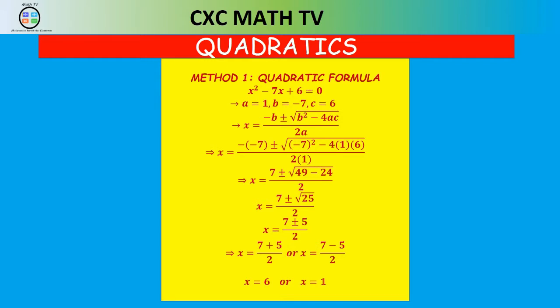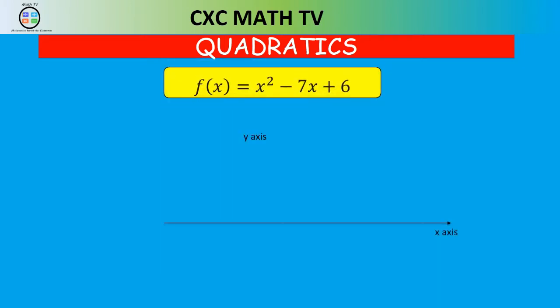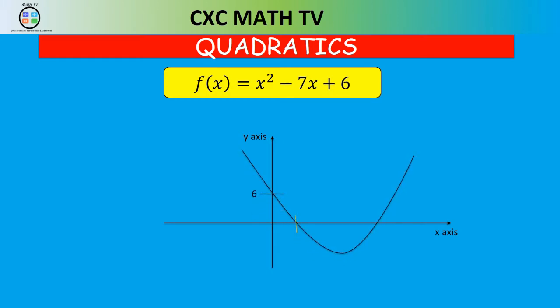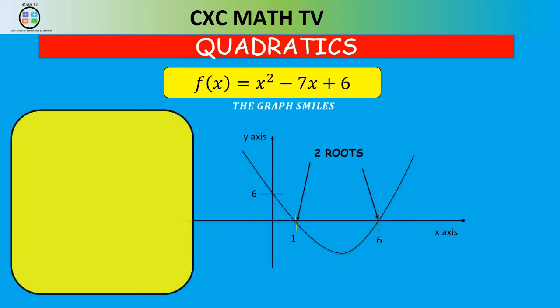Now you may have done it by factorization, it doesn't matter, that's okay. Now we also know that the graph of the quadratic would smile and pass through the y-axis intercept of 6, and the roots are 1 and 6. Those are the two roots. Now this is what I want us to focus on: the two roots are 1 and 6.